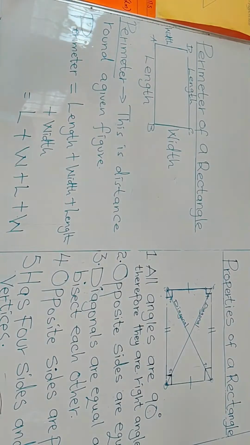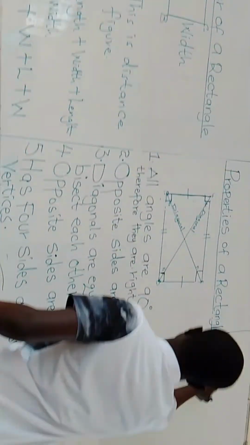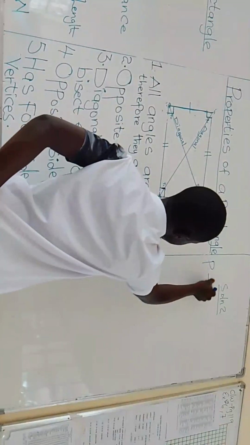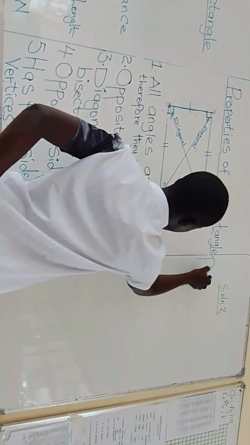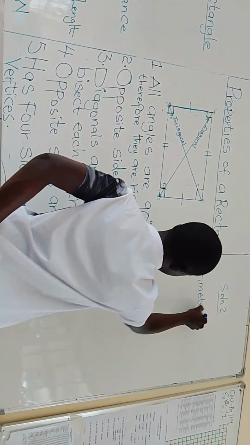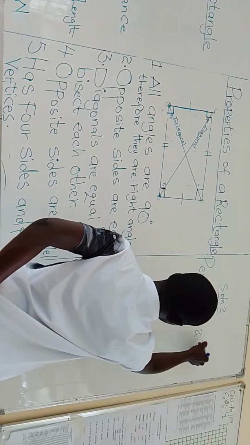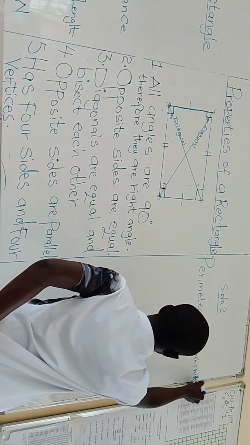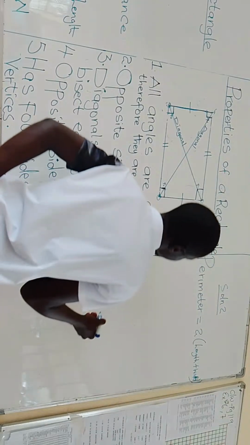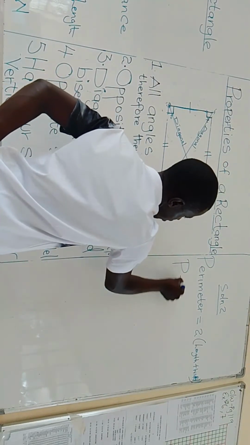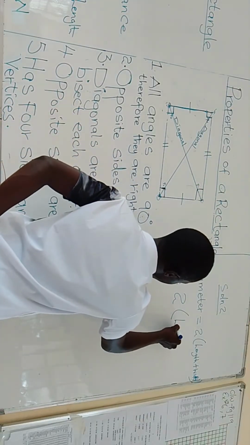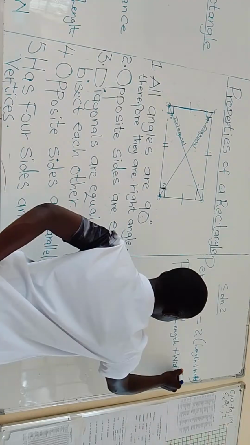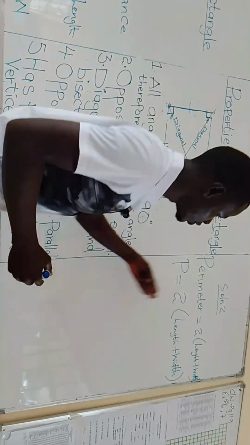Now, come to the one that you're supposed to use, the second solution. So we can say perimeter is equals to 2 in bracket length plus width. Or we can abbreviate by saying P is equals to 2 into length plus width. So it means what is out multiplies what is in the bracket.